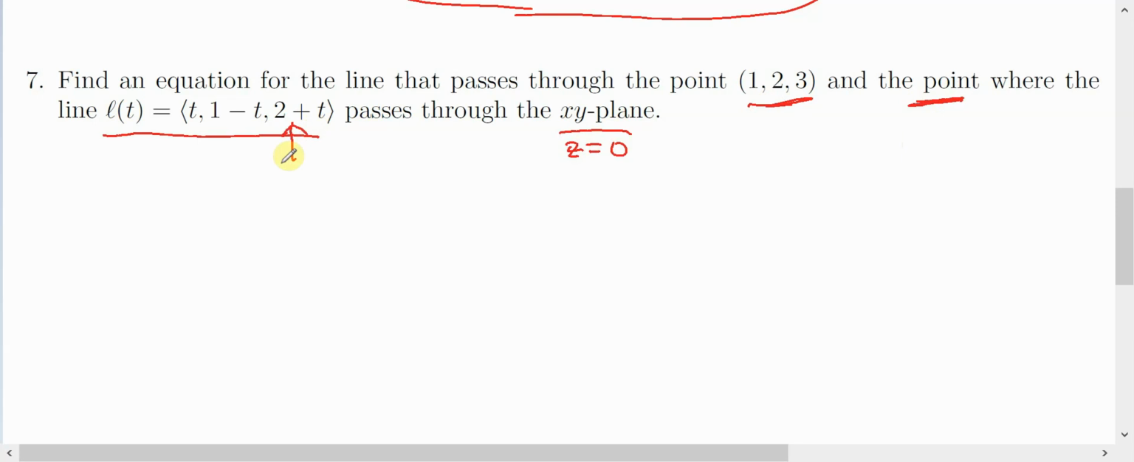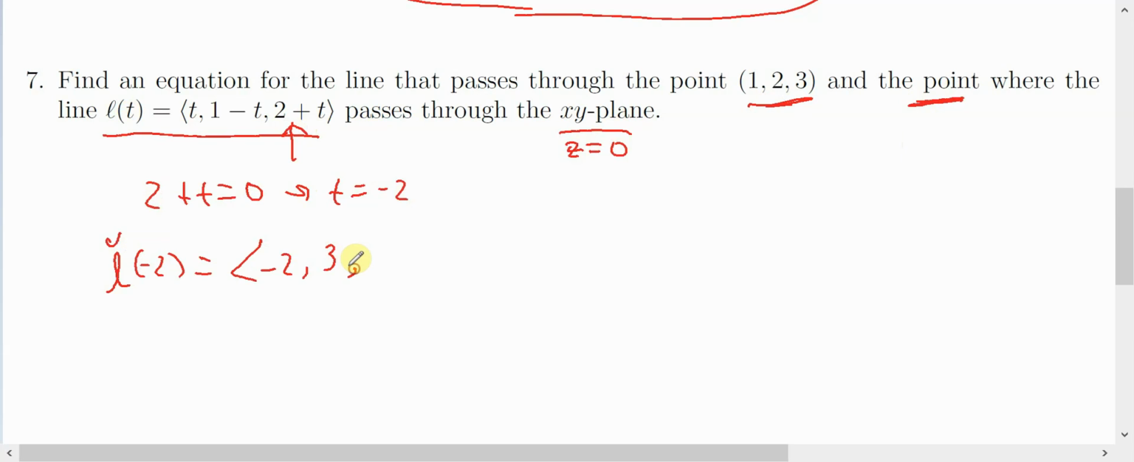There's my z component, so I just need to know when that line has a z component of 0. So when is 2 plus t going to be 0? That's obviously when t is -2. And what is the point that I get? It's the point generated by this line when t is -2. Plugging in -2, I get -2, 3, and 0. That is, the point is (-2, 3, 0). That's what that vector is pointing at.